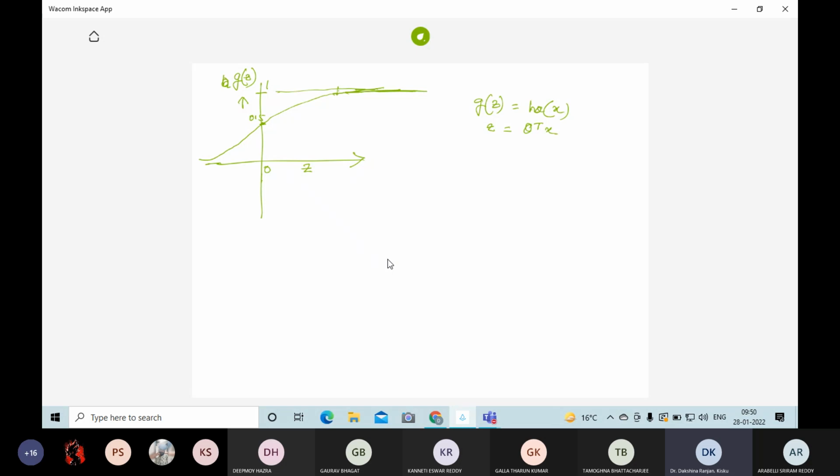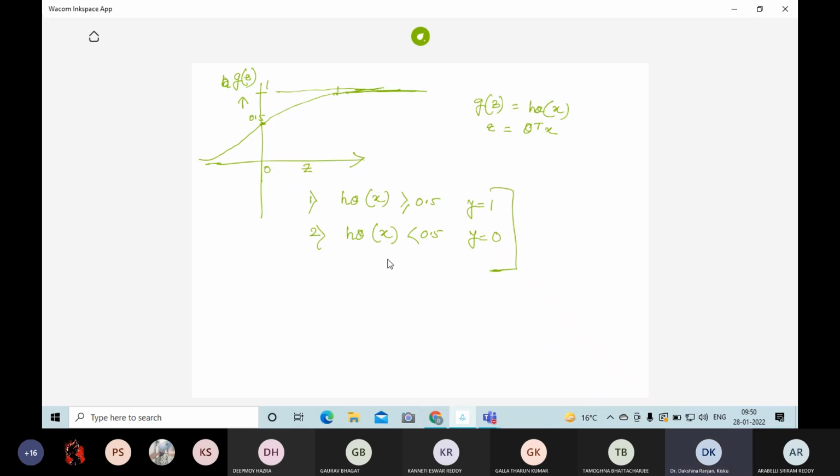Now if we try to represent the hypothesis, we can write h theta x. If h theta x is found to be greater than or equal to 0.5, then y becomes 1. This is the first assumption that we can make. And when h theta x is found to be less than 0.5, y becomes 0.